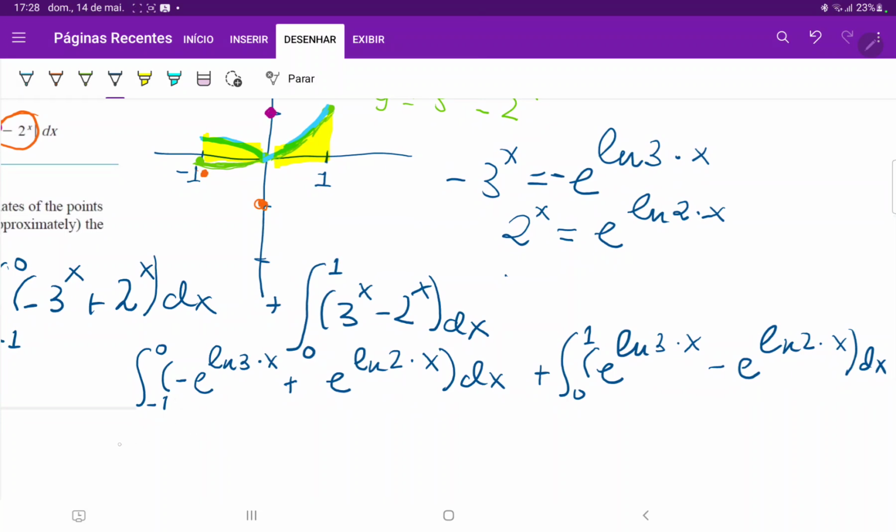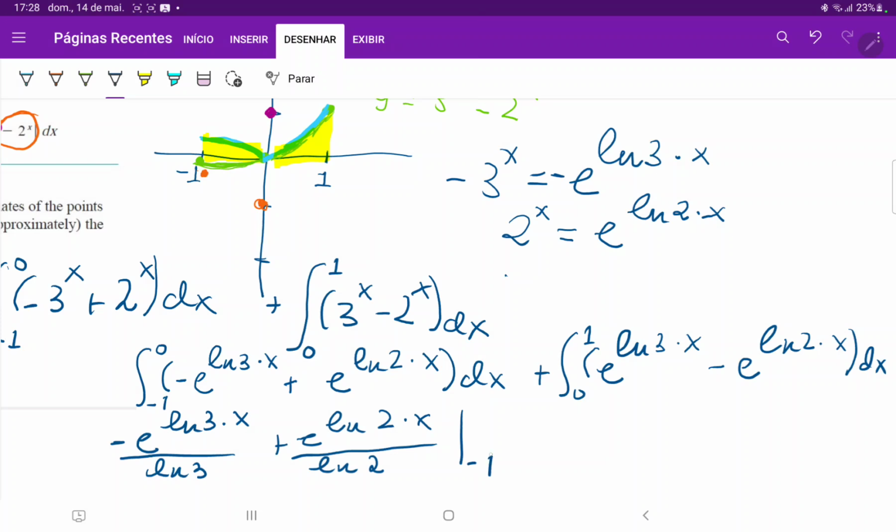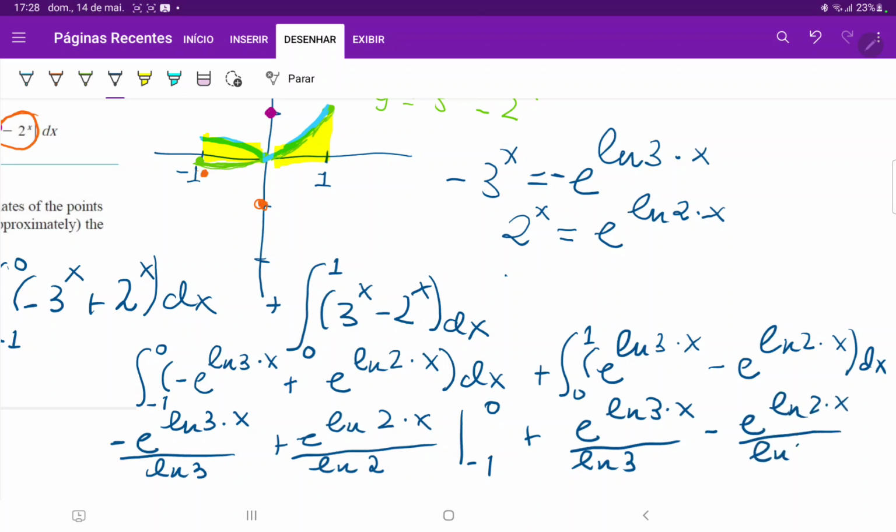So when we integrate this, this is just minus e to the ln 3 times x divided by ln 3, because the integral of a function base e is just the function base e itself divided by whatever is multiplying in the argument, so a reverse chain rule, and then plus e to the ln 2 times x over ln 2, all this from -1 to 0, plus e to the ln 3 times x over ln 3, minus e to the ln 2 times x over ln 2 from 0 to 1.